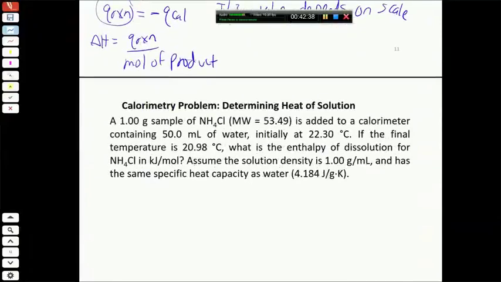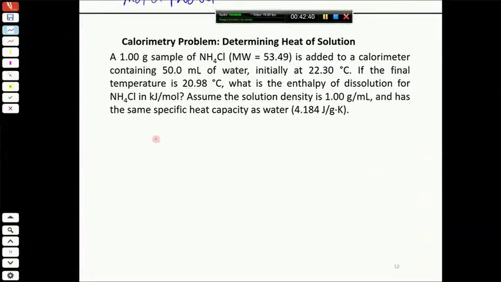The first one we're going to talk about is just a heat of solution. So the enthalpy change when we dissolve a compound, which as we said can be positive or negative. So if we take 1 gram of ammonium chloride and we add it to a calorimeter with 50 milliliters of water, and the initial temperature is 22.3 Celsius, when we dissolve the substance, the final temperature is 20.98, so the temperature decreases by a small amount. And we want to know what is the enthalpy of dissolution for this compound in kilojoules per mole.